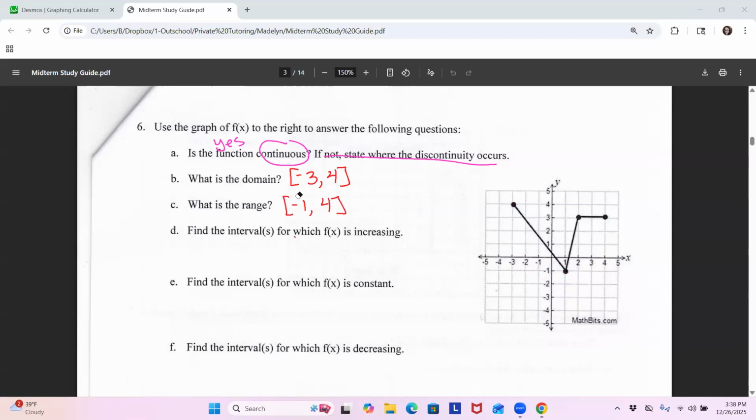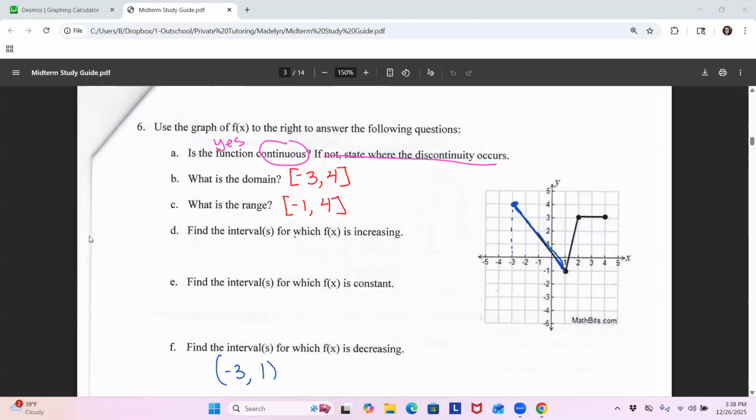All right, increasing. We're going to ride the roller coaster. So we're actually going to do D, E, and F all at the same time. So start on your left, down, down, down, down, stop. So that's going to be decreasing. So from -3 to, we just typically do to 1.